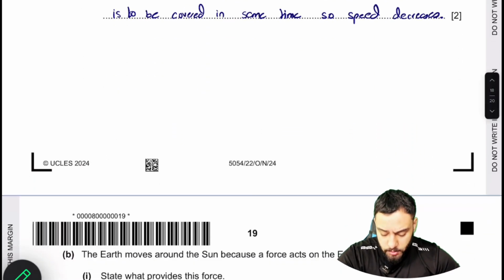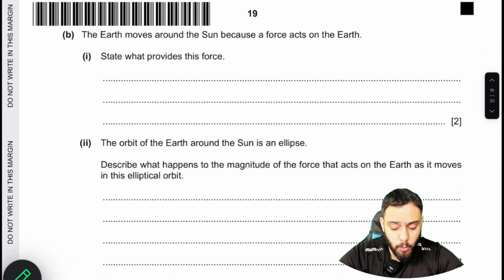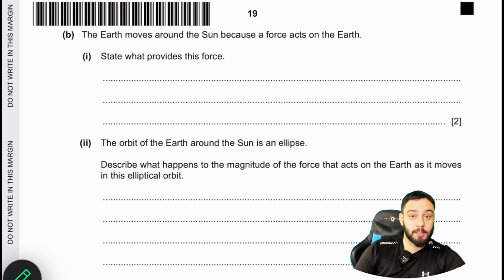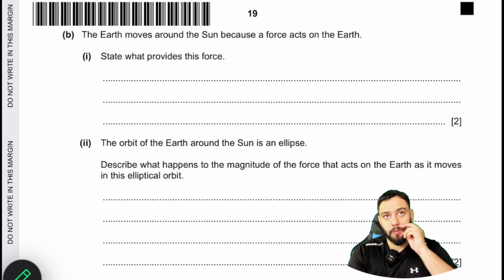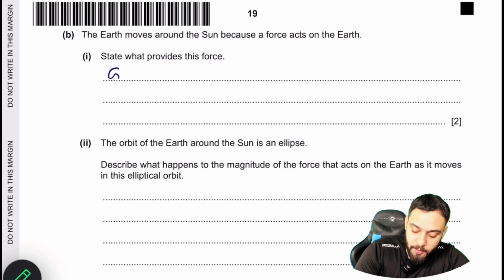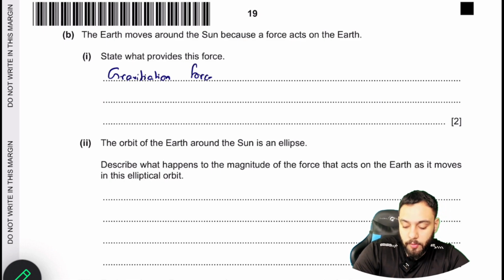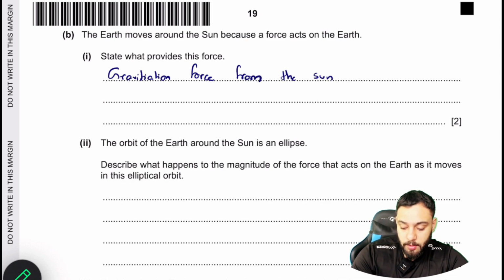Moving on to the B part. The Earth moves around the Sun because a force acts on the Earth. State what provides this force. All right, so to keep any object in a circular motion, you need a centripetal force. In this case, the centripetal force will be the gravitational force. So the gravitational force from the Sun acts on the Earth to allow it to orbit.